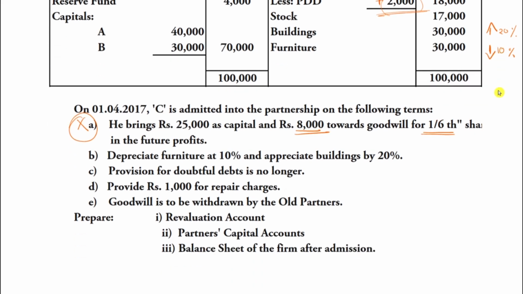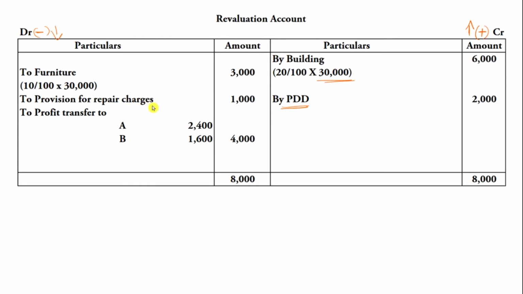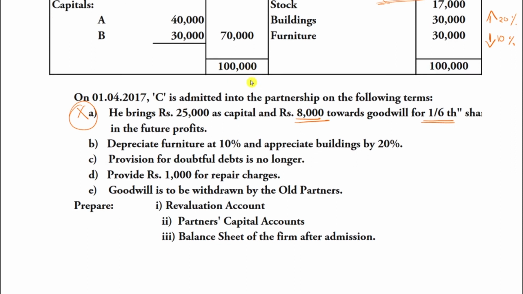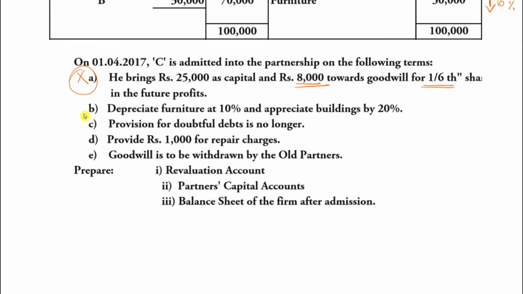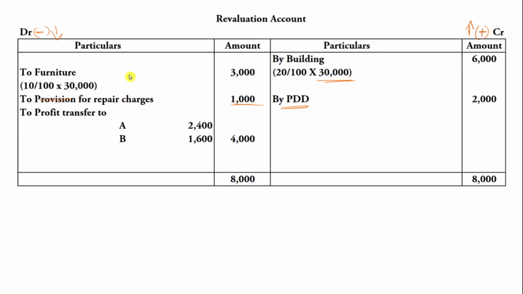And get back to the next point. Provide 1,000 rupees for repair charges. Repair is an expense, so we need to write it on the debit side: to provide for repair charges, 1,000 rupees. Don't mind the word provision. Get back to the adjustments and check whether we have anything left out. We cleared depreciation, provision, and the repair charges as well, and the rest belongs to the partners' capital account. So we cleared everything here. We'll total it and check whether we have more on the credit or debit side. We have more on the credit side, obviously, because we have 6,000 and 2,000, but here we have 3,000 and 1,000.